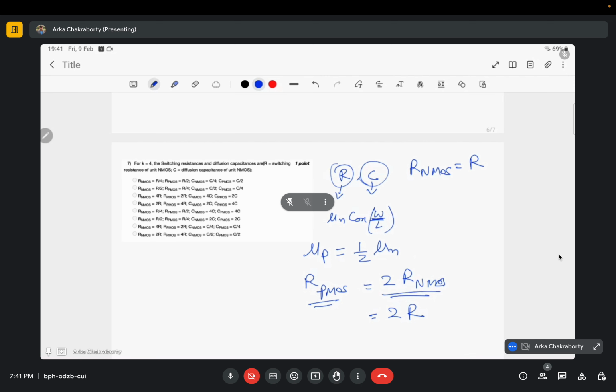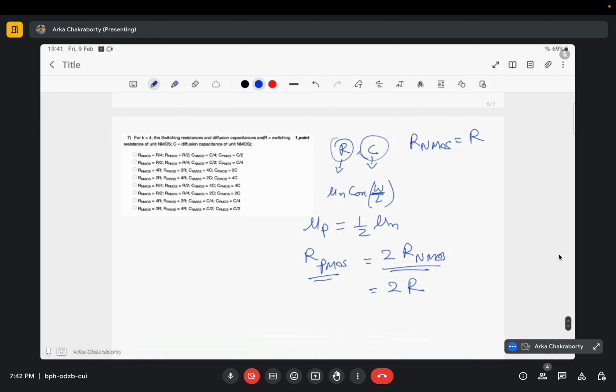Okay. Now, what happens when we scale the NMOS transistor? By scaling, I mean if my initial W was W, what if I scale my W to a final value which is equal to K W initial? What will happen to my resistance and capacitance? That is what has been asked.